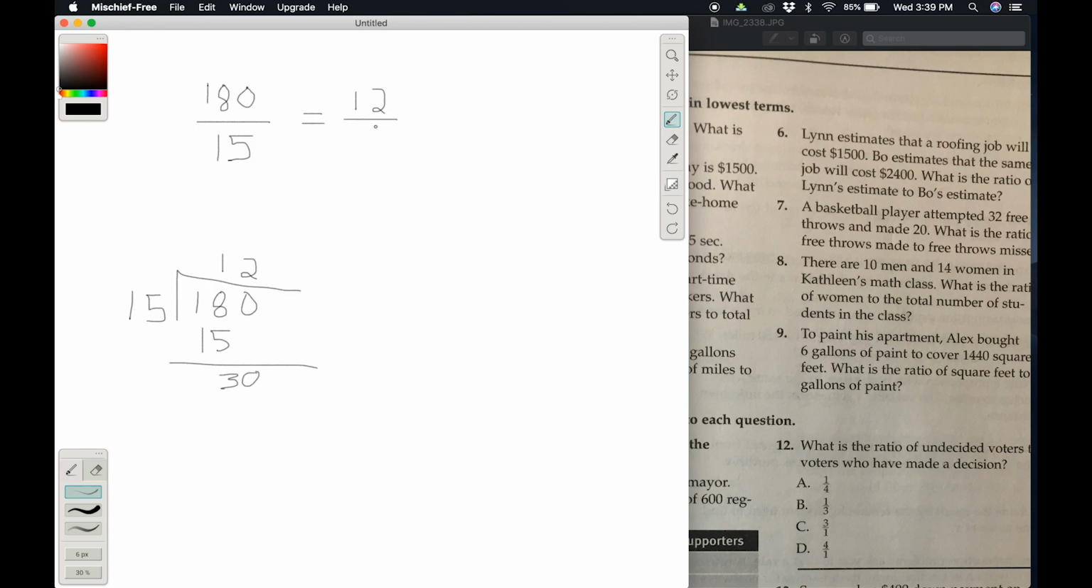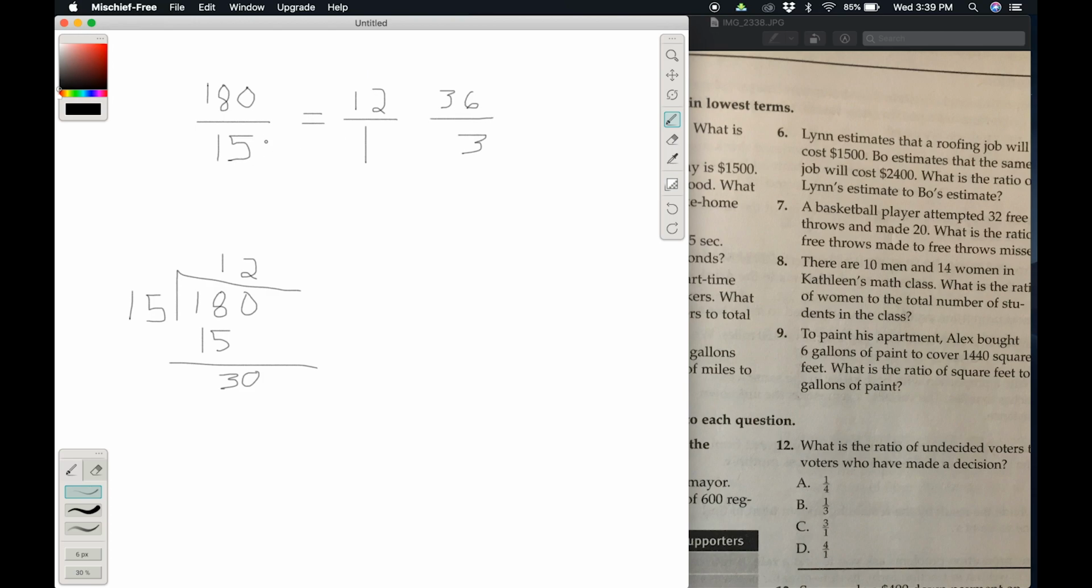12 over 1, okay? Because we have to divide both of them by 15. 15 goes into 180 12 times. 15 goes into itself 1 time, okay? Because if we were using a different number, say like 5, we would also do 15 divided by 5 is 3, okay? And 180 divided by 5, well, it would be 36.